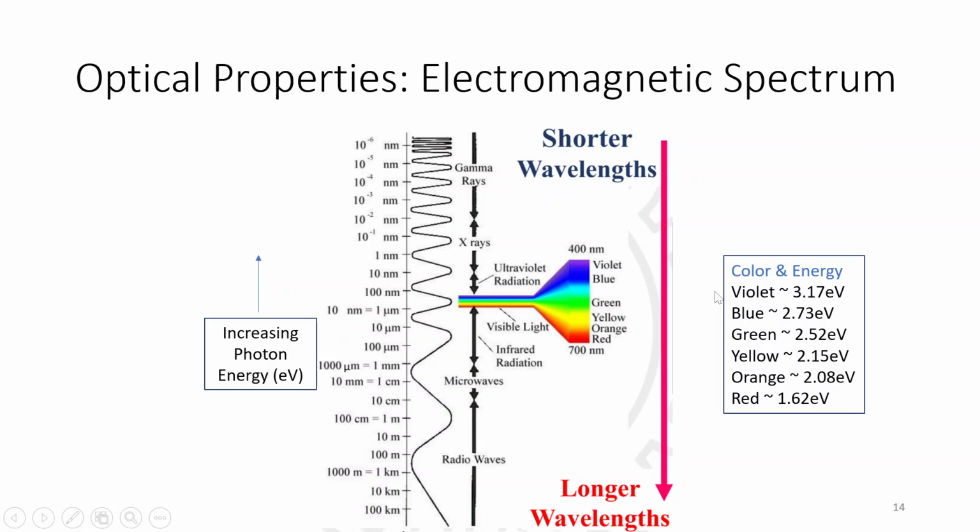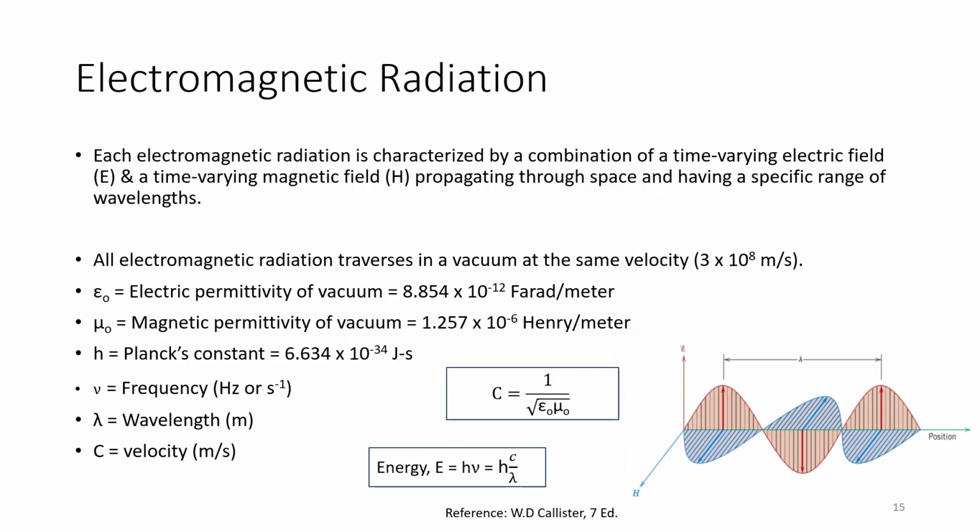For violet it is 3.17 electron volt. You can remember the colors as VIBGYOR. Violet has 3.17, blue has 2.73, green has 2.52, yellow has 2.15, orange has 2.08, and red has 1.62 electron volt.